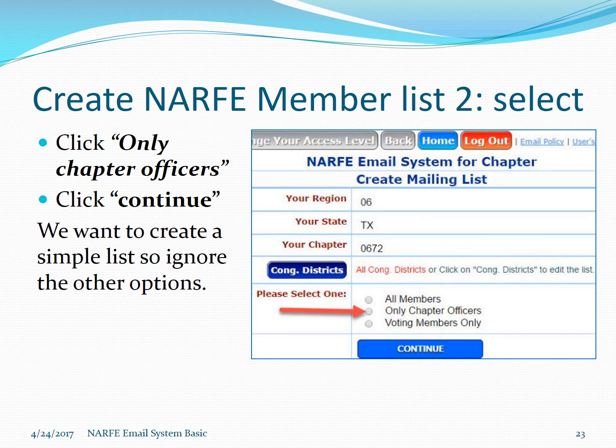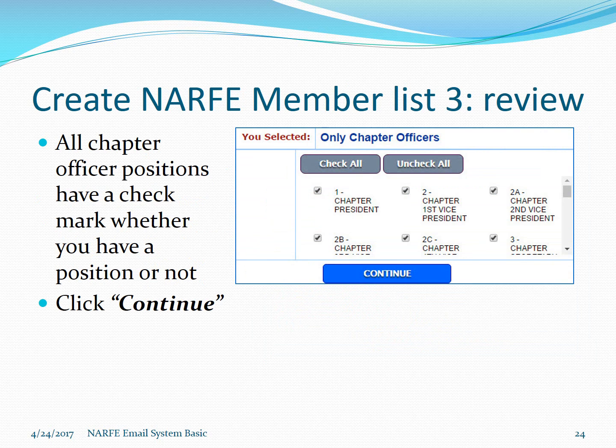On the next screen near the bottom, click Only Chapter Officers, then click Continue. We want to create a simple list, so ignore all the other options. Notice all chapter officer positions have a check mark whether you have someone in a position or not. Don't worry about this. Click Continue.